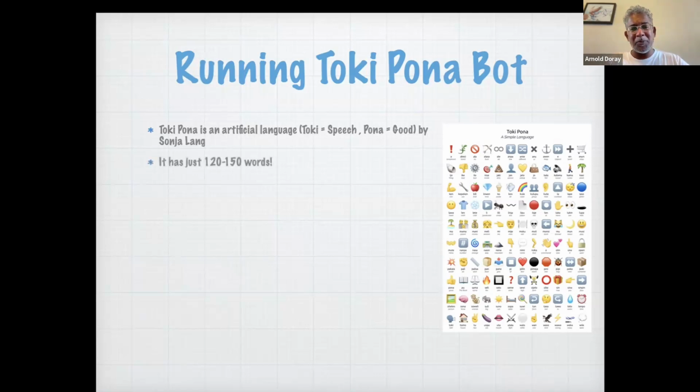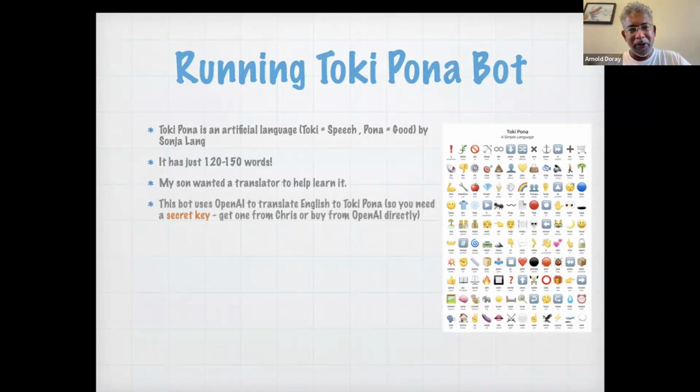And the interesting thing about Toki Pona is that it's a language with only about 120 to 150 words. Okay, so on the right-hand panel there, you can see, I think, most of the basic words in Toki Pona. My son was trying to learn it, and he wanted a translator, and we're learning together. So we made this bot to translate, because he has Telegram as well, to just translate quickly English into Toki Pona so we can check our progress in the language itself.